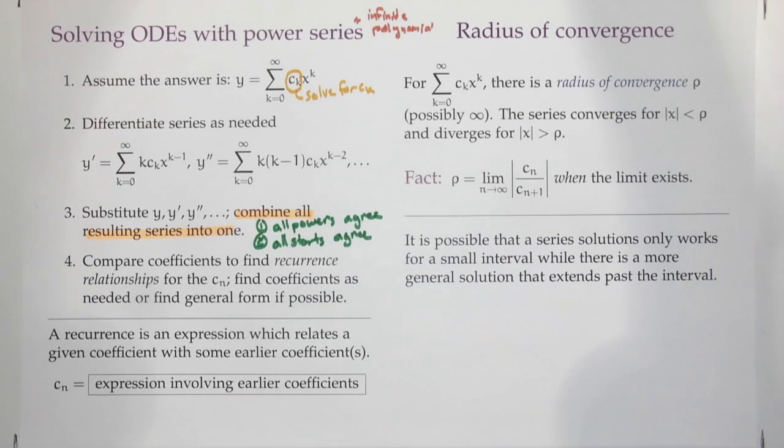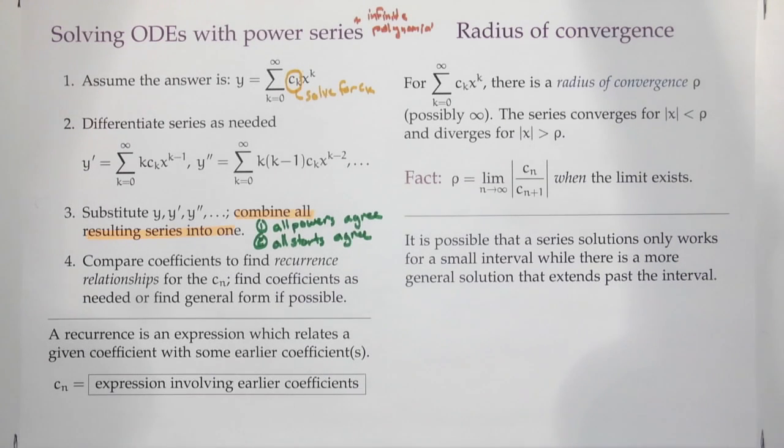Now, the last thing is, now that everything's combined together, and remember, what's the theme here? When we talk about combining all resulting series into one series, the real theme is we're grouping all coefficients of the same power. So I want all the coefficients of x cubed together, all the coefficients of x to the 17 together, and so forth. So when we talk about combining, that's what we're doing. We're making sure all our coefficients line up.